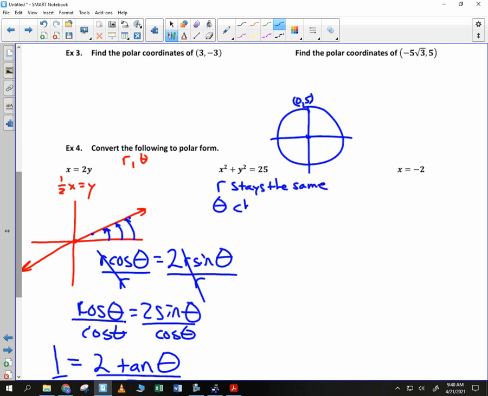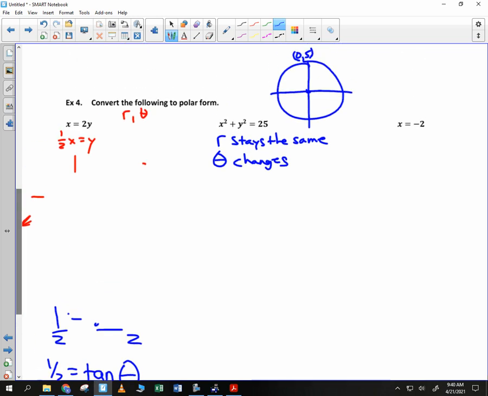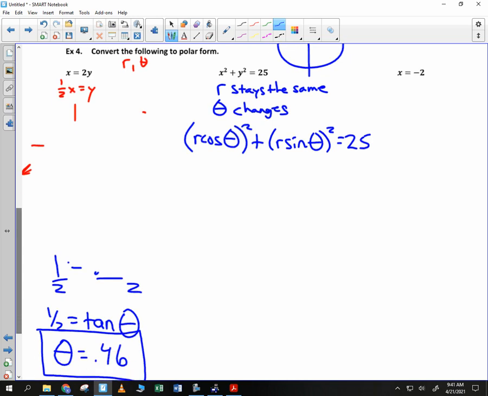Theta changes. So it's different than the last one, isn't it? It just flips. So let's see what we can do here. What again do we plug in for x? R cosine of theta. And we square that. Plus R sine of theta. That's equal to 25. So let's see what happens as we work this thing through.